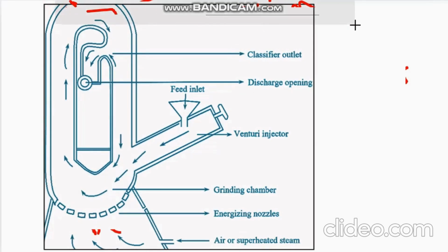And finally, here we are going to place a screen where we collect the desired particles in the receiver. This is the working process of the fluid energy mill.